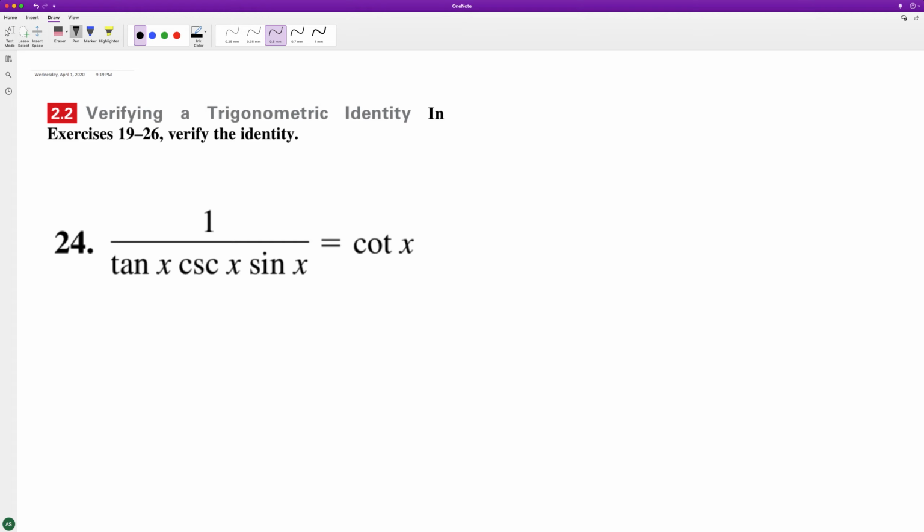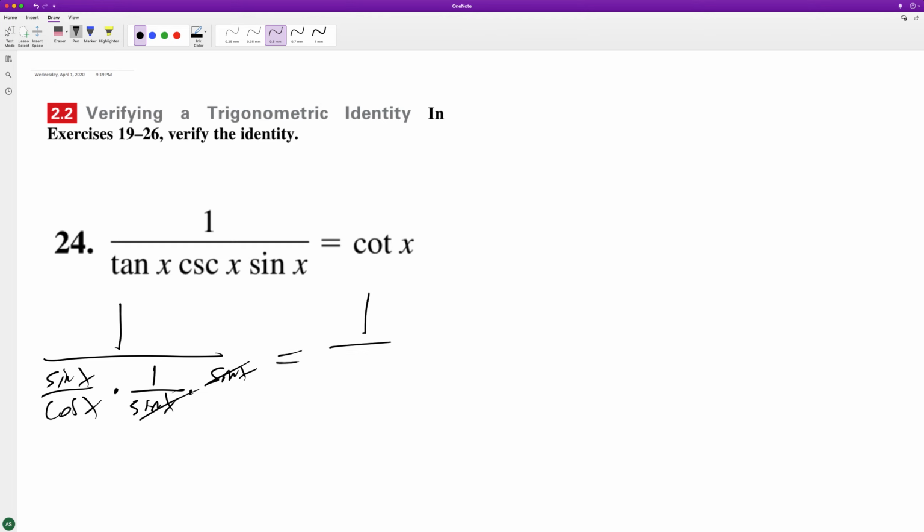So this is going to be the same thing as 1 over sine of x over cosine of x. I'm just converting these to their simplest form. Cosine, it's 1 over, oh yeah, that's correct, sine of x times sine of x. So these cancel out, and then we're just left with sine of x on the bottom over cosine of x.